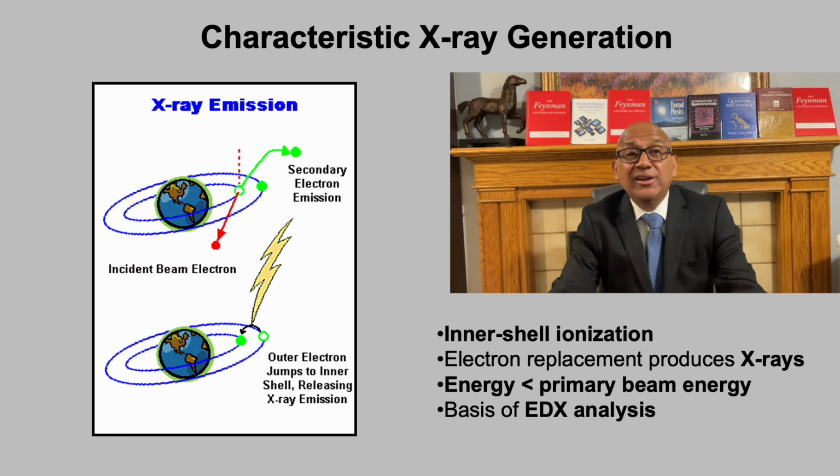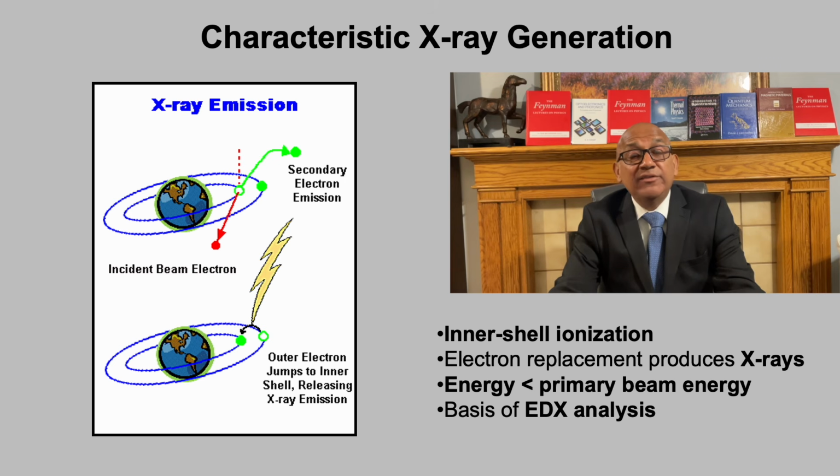Another important signal generated in the SEM is X-rays, which are central to elemental analysis. X-rays are produced through a process known as inner shell ionization. During an inelastic collision, the incident electron can eject a tightly bound core shell electron from an atom, leaving behind an electronic vacancy. This vacancy is unstable. An electron from a higher energy shell then drops down to fill the empty state, and the energy difference between these two shells is released as an X-ray photon.